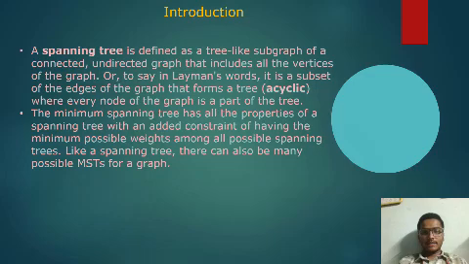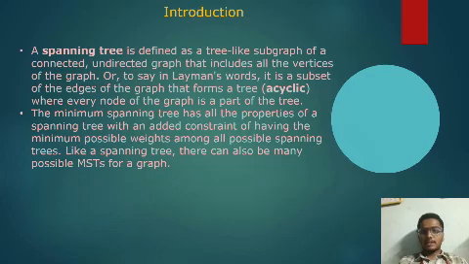A spanning tree is defined as a tree-like subgraph of a connected undirected graph that includes all the vertices of the graph. Or to say in layman's words, it is a subset of the edges of the graph that forms a tree, where every node of the graph is a part of the tree.